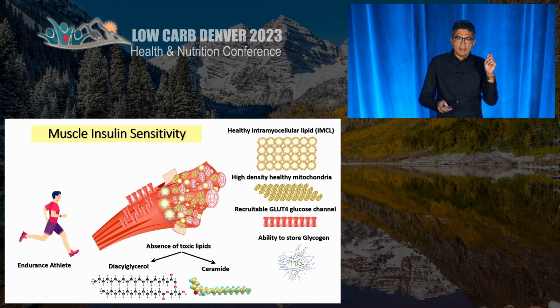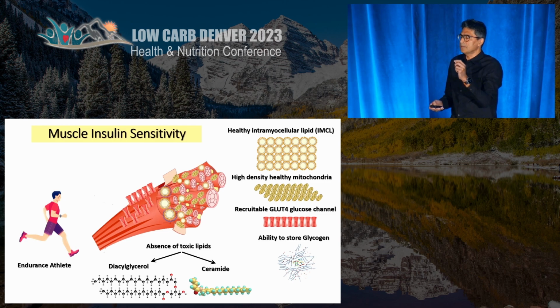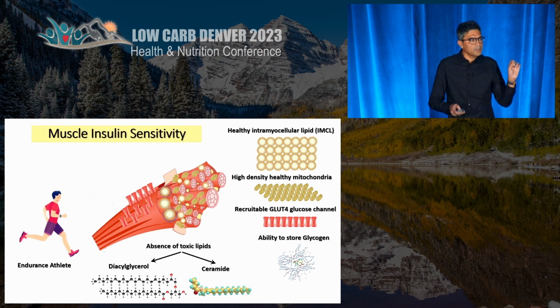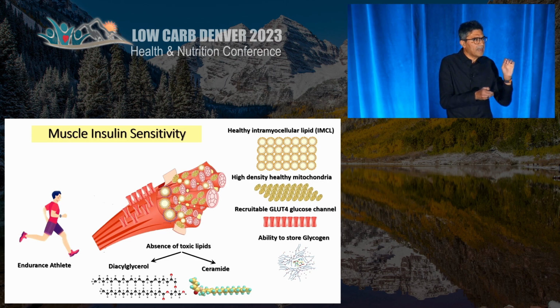If you are physically active, younger, you have better muscle insulin sensitivity. You will have more fat in your muscles, but this is accompanied by having a lot more mitochondria that are healthy that can burn fat. In addition, you have more recruitable GLUT4 to take in glucose. You can make glycogen. And because your fat is in a dynamic flux, it does not get converted to toxic metabolites.